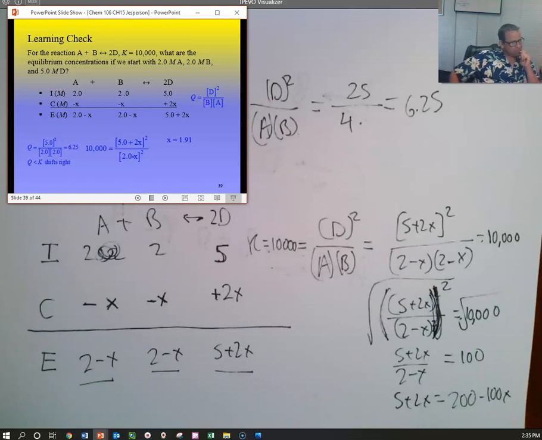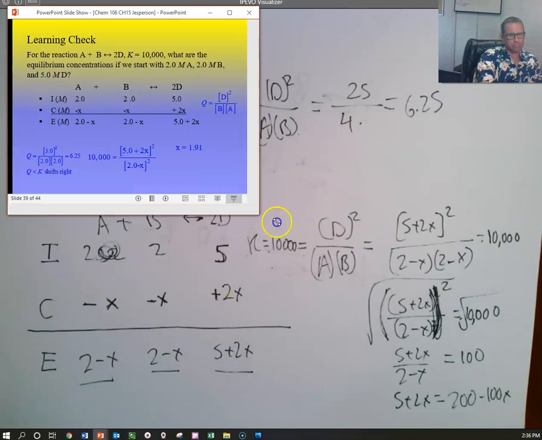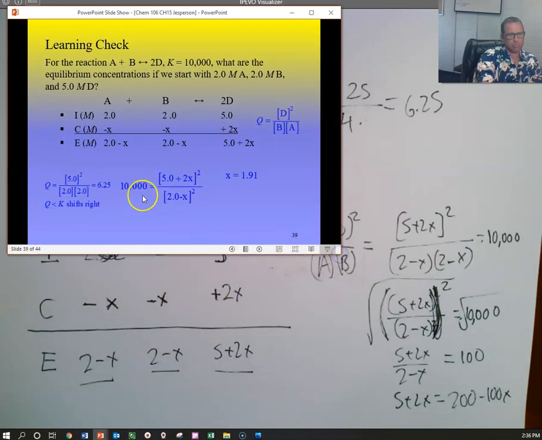Jace, what does that 1.91 equal to? What does that mean? That's just equal to x, so we're going to have to put it into each, like where it says E on the board. We're going to have to put that 1.91 into like 2 minus 1.91, 2 minus that, and then 5 plus 2 times 1.91.